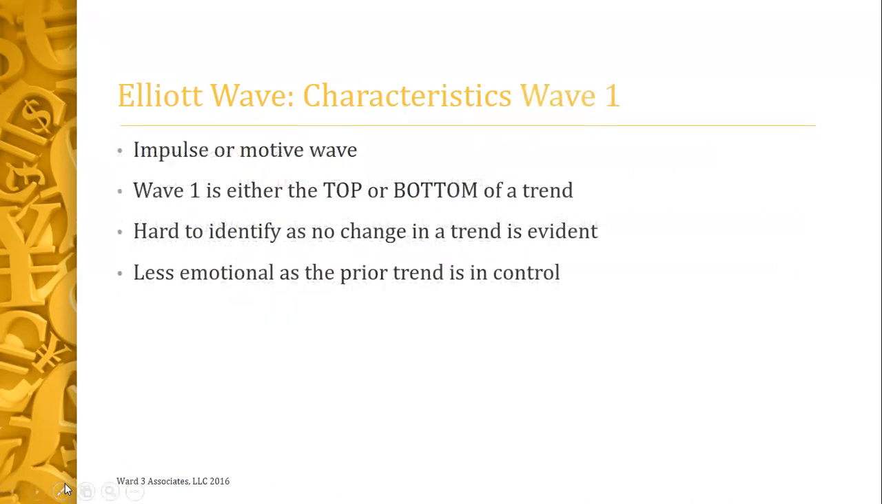So with the characteristics of wave 1, wave 1 is an impulse or a motive wave or a trending wave, okay? Wave 1 is either at the top of a trend for the sell or at the bottom of a trend for the buy. Wave 1 is also very hard to identify as no trend is evident. Basically what happens is wave 1 typically drifts. Looks like it's drifting a little bit. You know what I mean? It's less emotional as the prior trend is still in control.